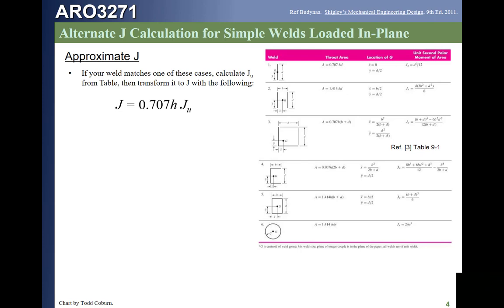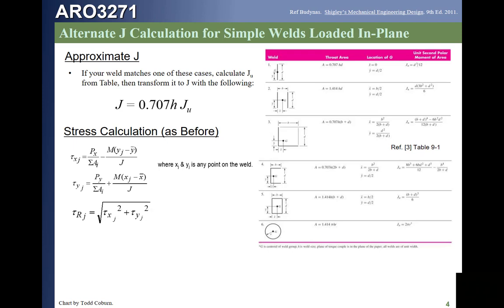So if you compare these numbers to numbers you compute using the other method, and if you aren't neglecting those terms when you do a more detailed analysis, your numbers will be slightly different. And the stresses computed using these formulas will be slightly conservative, or larger than they actually are. Having calculated the J's for a simple in-plane loaded weld, our calculations for stress will be done in the same manner. We're going to get an X component of stress, a Y component of stress, and a resultant stress.